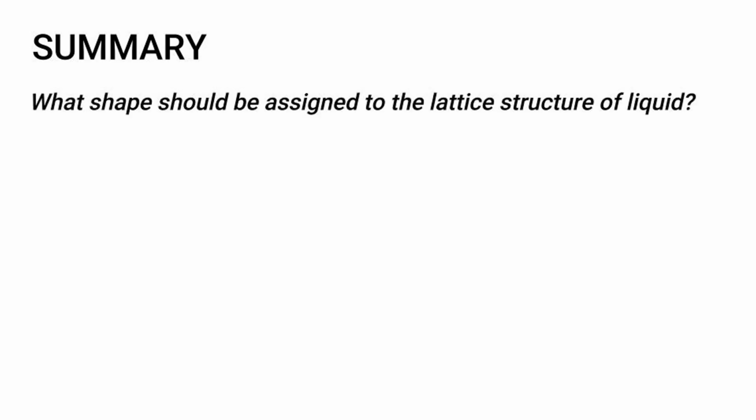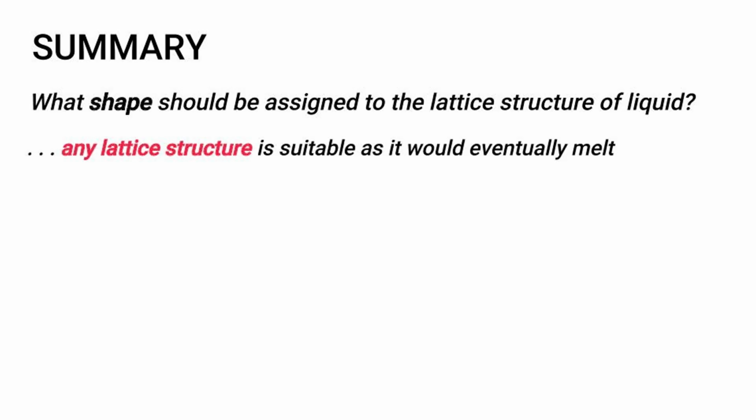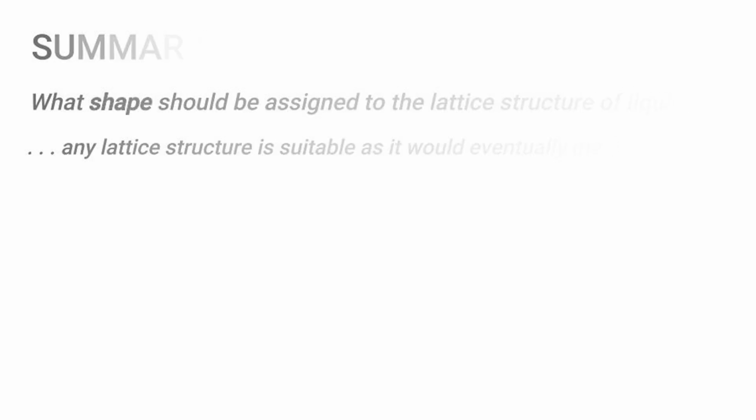I would like to add one more point to this discussion. In the case of solids, the shape of the crystal lattice is fixed. That means the copper lattice would only exist in a simple cubic lattice. But what shape should be assigned to the initial lattice that we make for liquid simulations? The answer to this question is that, in the case of liquids, any lattice structure that is assigned will eventually get converted into liquid. Therefore, any lattice structure is suitable to assign to the liquid that you are simulating.